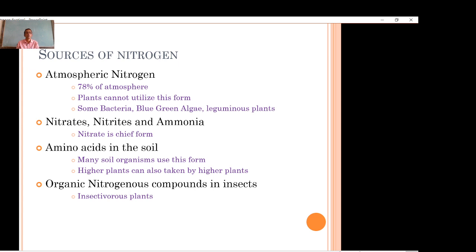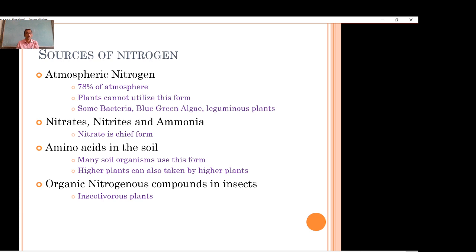We know 78% nitrogen is present in the air, but the plant does not take aerial nitrogen directly for its growth and development, because the plant lacks the enzyme nitrogenase to break the N2 triple covalent bond. This hard bond is not broken by the plant, so the plant does not absorb aerial nitrogen. Then another source is some bacteria, blue-green algae and leguminous plants having nitrogenase. These bacteria, blue-green algae and leguminous plants fix aerial nitrogen into a dissolved form. We see this in a subsequent topic.